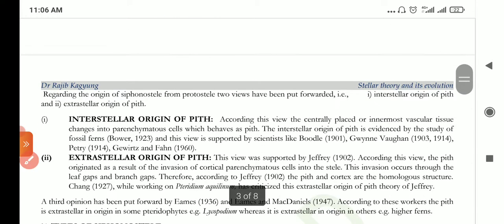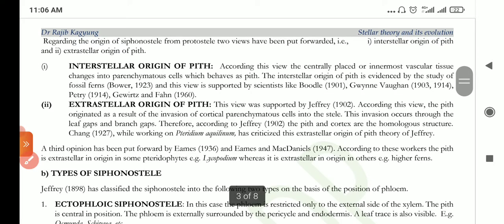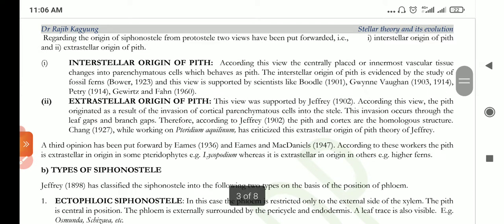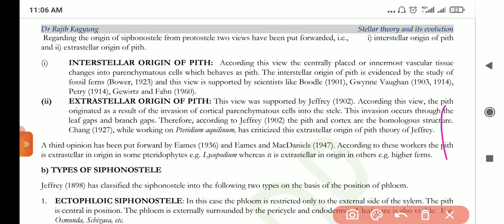Okay, so let's go on. There are two theories about how the pith originated. Some say it came from the intrastelar region, from the middle: some cells just started behaving like a pith. Others say it's an extrastelar origin, meaning it's not the cells of the middle that behave like a pith, it's the cells from the outside.